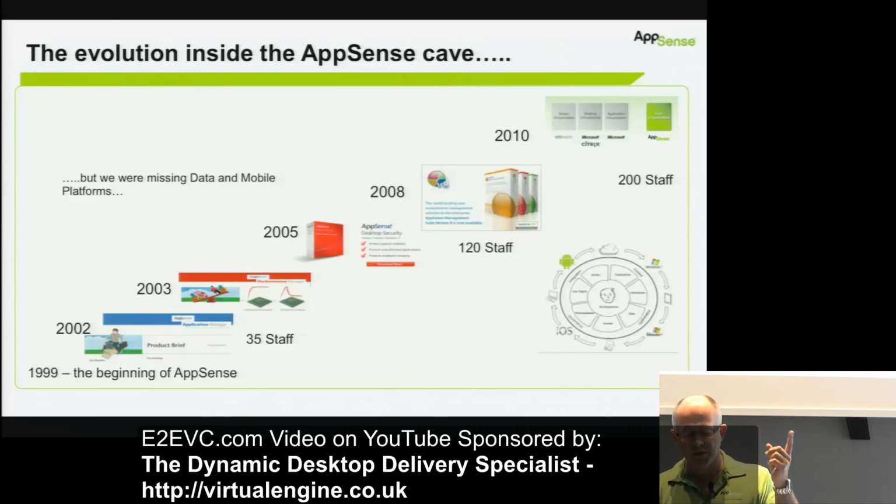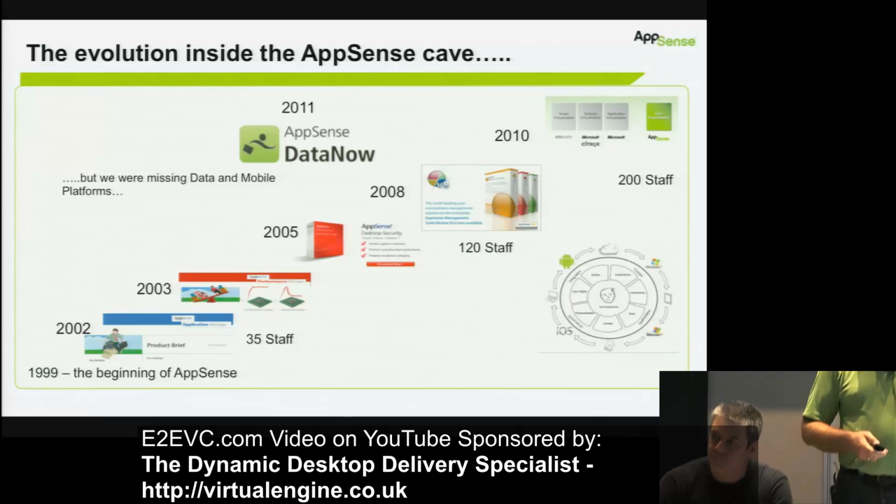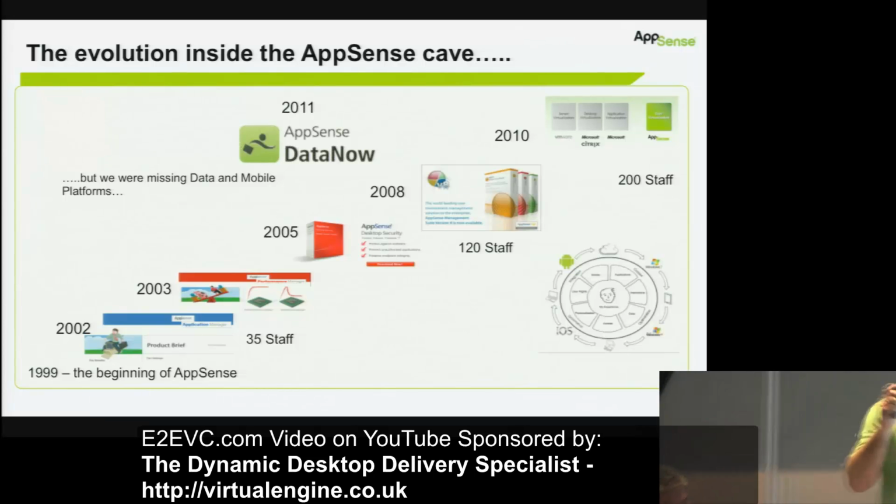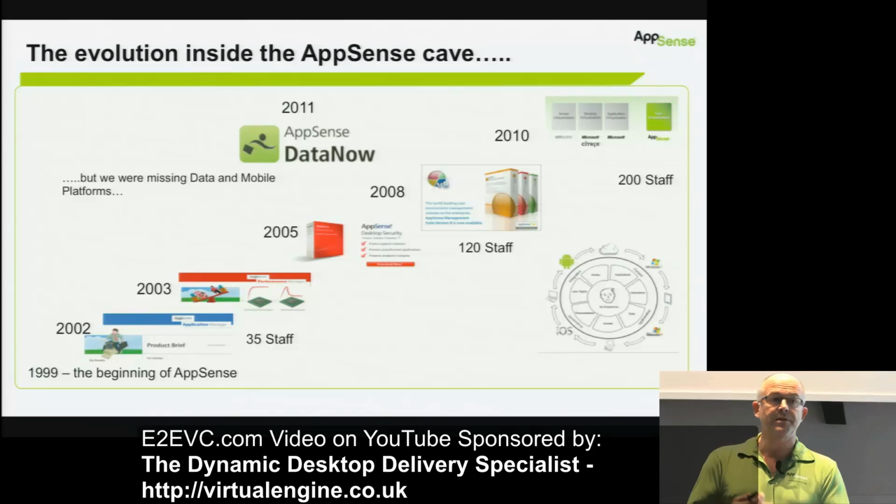But we were missing something. And marketing does not allow us to use the word donut anymore. No. And we were missing something. We were missing data products and we were missing mobile products.